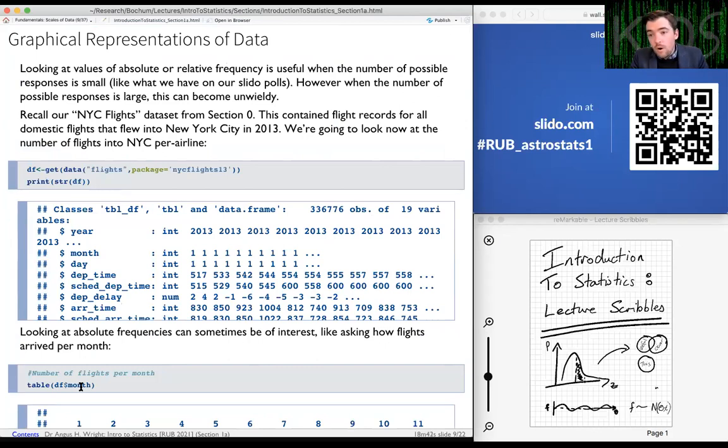One of the things that we often want to do is look not just at individual values, but rather graphical representations of those values. And we're going to see why that is in a second. So let's take a new data set here.